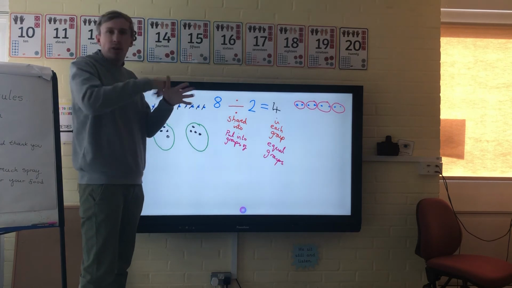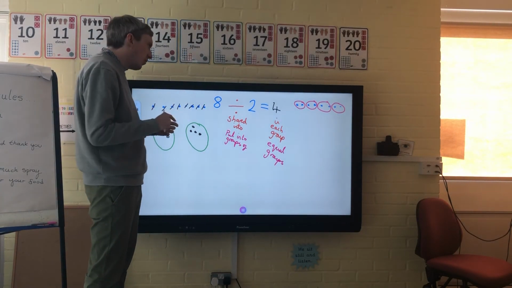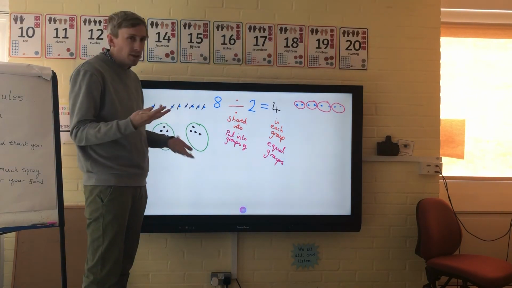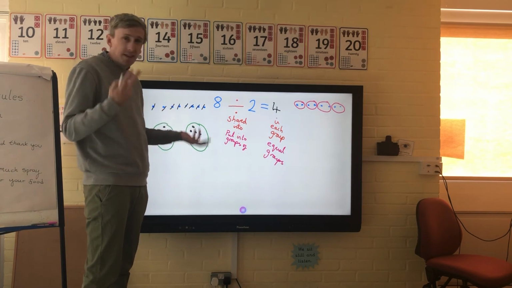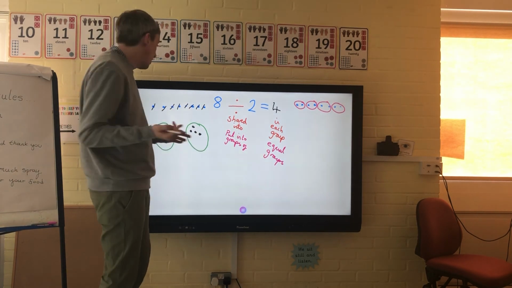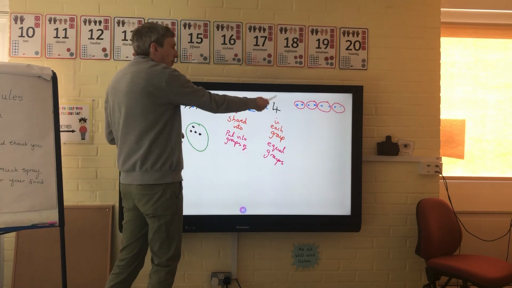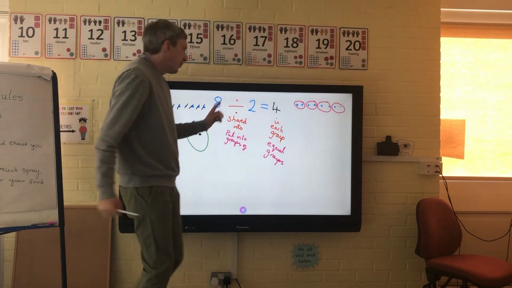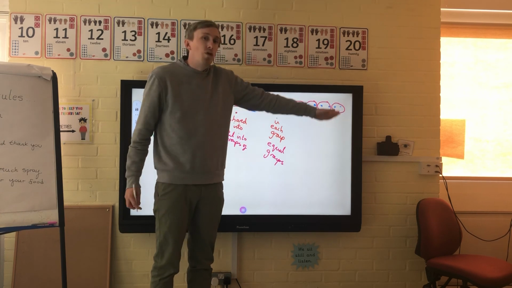There are lots of questions that require sharing and grouping on your plan. So the main thing to look for is that they are both the same. So if you want to do the same sum twice and see if it still comes out the same answer. But the whole idea is you can actually share and you can group and it means exactly the same thing, okay? So here we've got sharing, 8 shared into 2 equal groups, there are 4 in each group. You can see that there's 8, I shared them into 2 groups, there's 4 in each group. 8 put into groups of 2, there are 4 equal groups of 2.